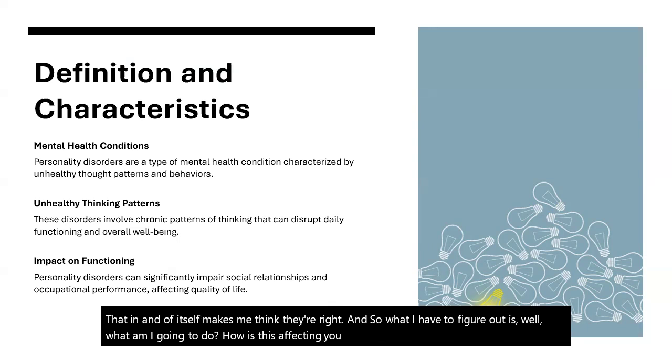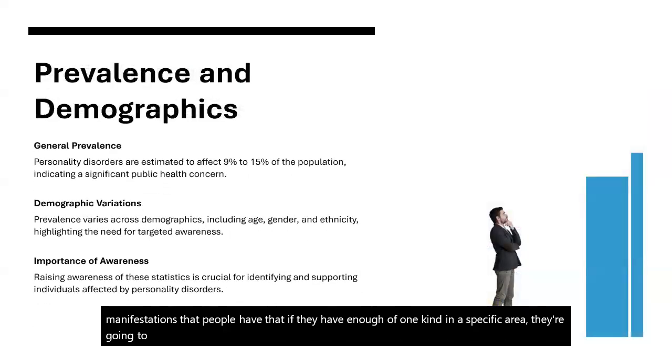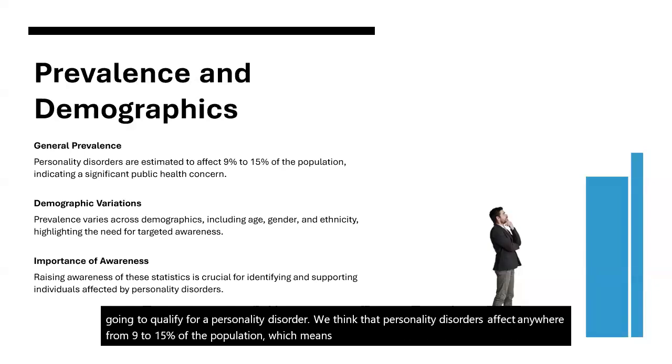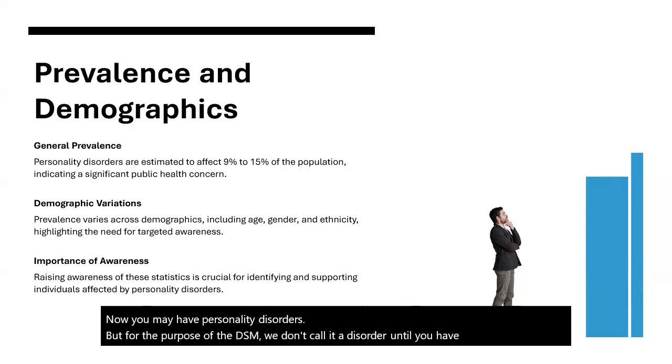So what we're talking about are behavioral manifestations that people have, that if they have enough of one kind in a specific area, they're going to qualify for a personality disorder. We think that personality disorders affect anywhere from 9 to 15% of the population, which means it's pretty high. Now, you may have personality disorder traits, but for the purpose of the DSM, we don't call it a disorder until you have enough traits in one domain.